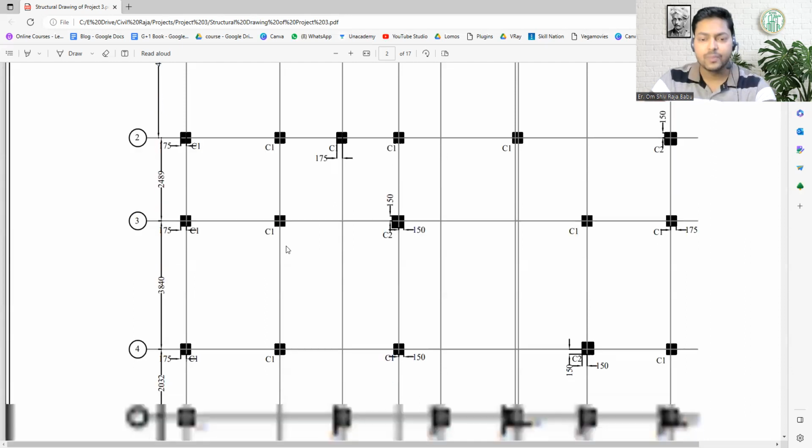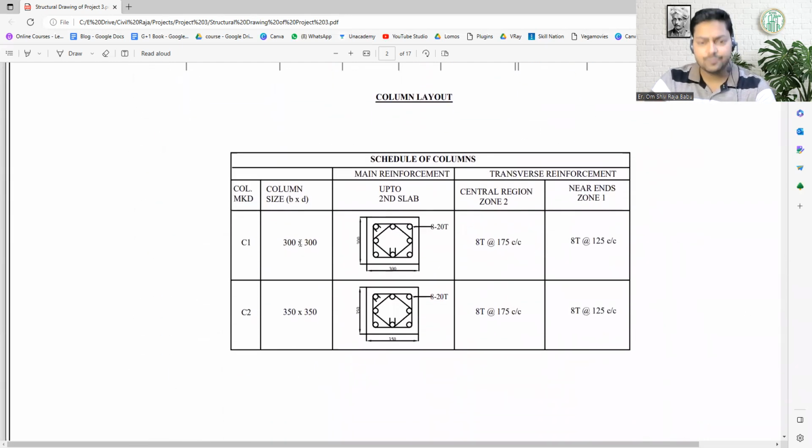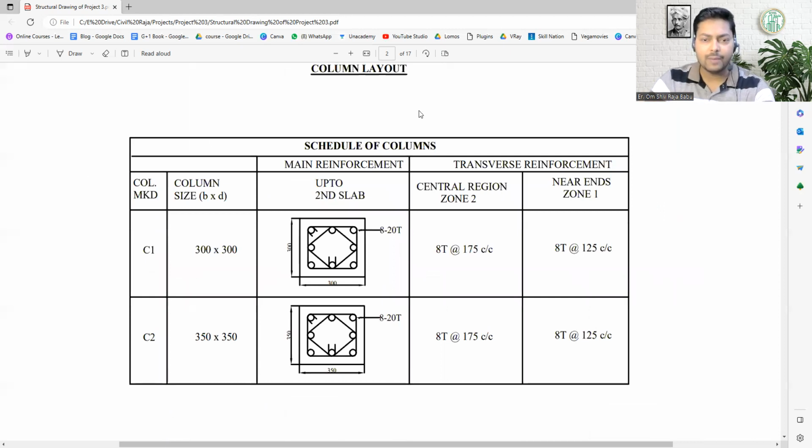Now let's have a look at how we have to study the schedule of the column. Whenever we have a table-like structure where we talk about some structural element like a column, footing, beams, or even slabs, wherever we have this table-like structure with the specifications of that particular structural member, that table is known as a schedule.